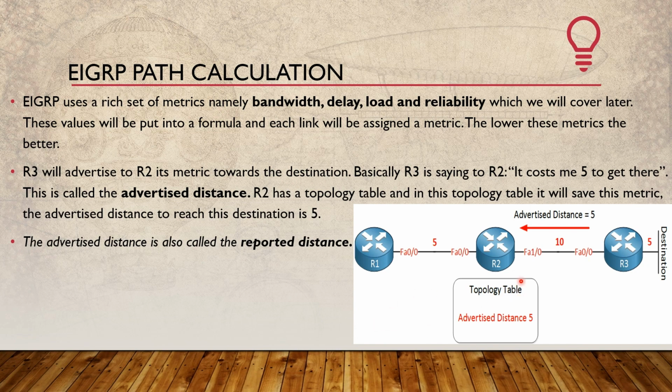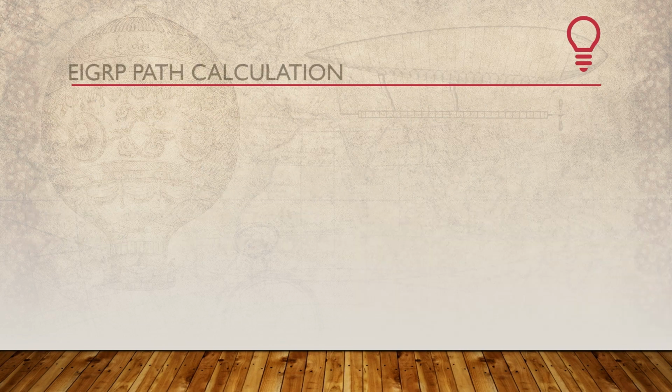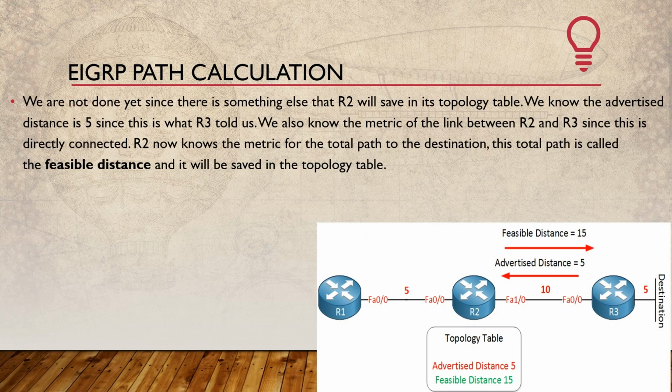See here, R2 will save the advertised distance received from R3, which is 5, to reach the destination. The advertised distance is 5. We call that the advertised distance or reported distance. We are not done yet, since there is something else R2 will save in the topology. We have the advertised distance of 5, since this is what R3 told us.